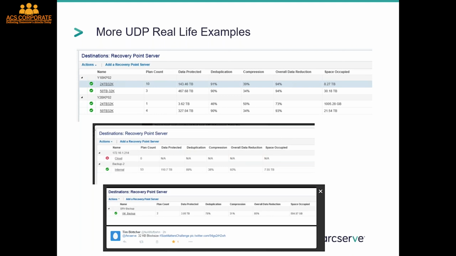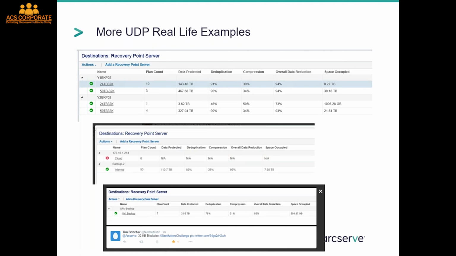So we have one customer at the top there. They've got different data repositories, data stores. You can see there that one of them is 467 terabytes. On disk, they've got 30 terabytes in that data store, 94% data reduction overall. Another one that's 143 terabytes there, then they're backing up just over 8 terabytes on disk. So overall, that's pretty good.